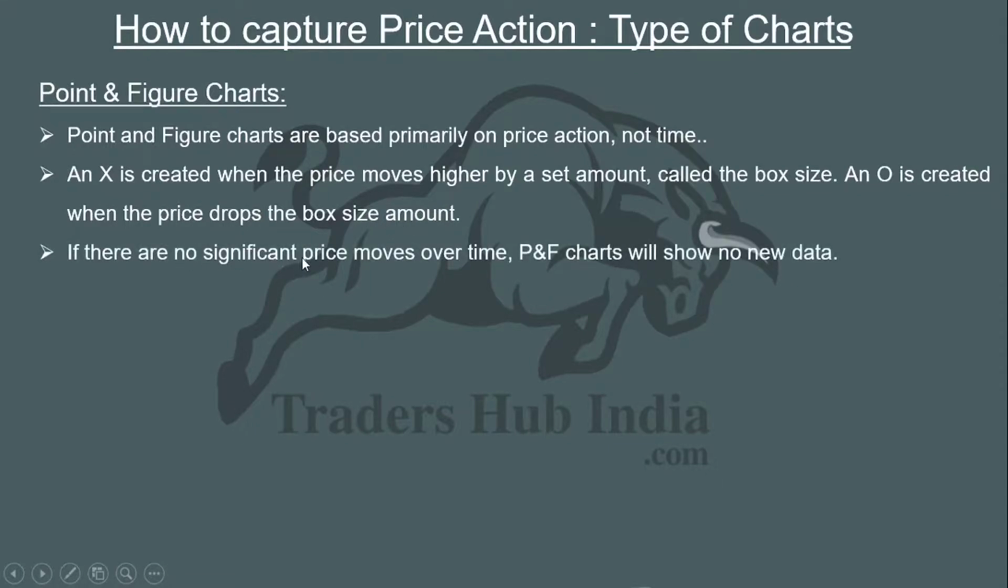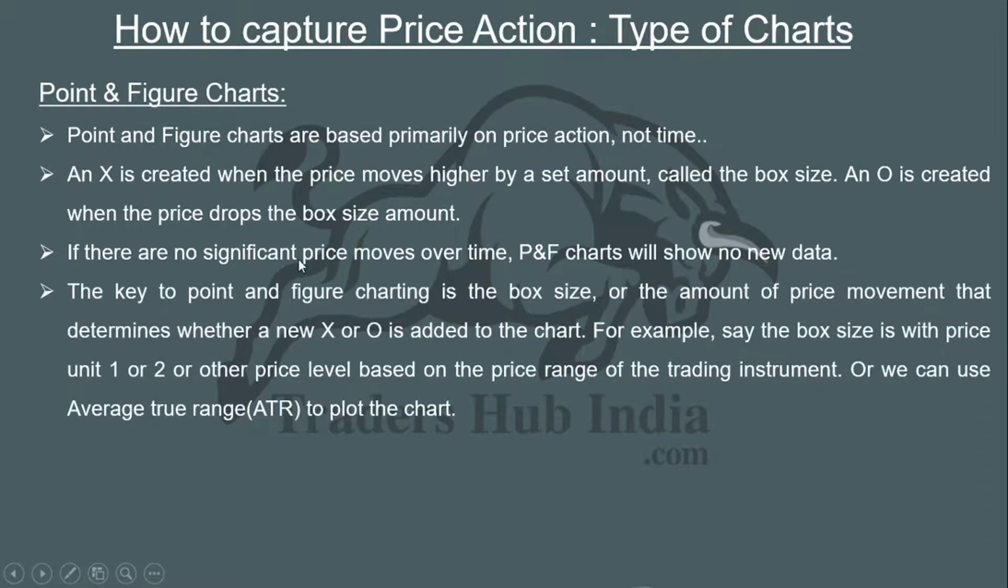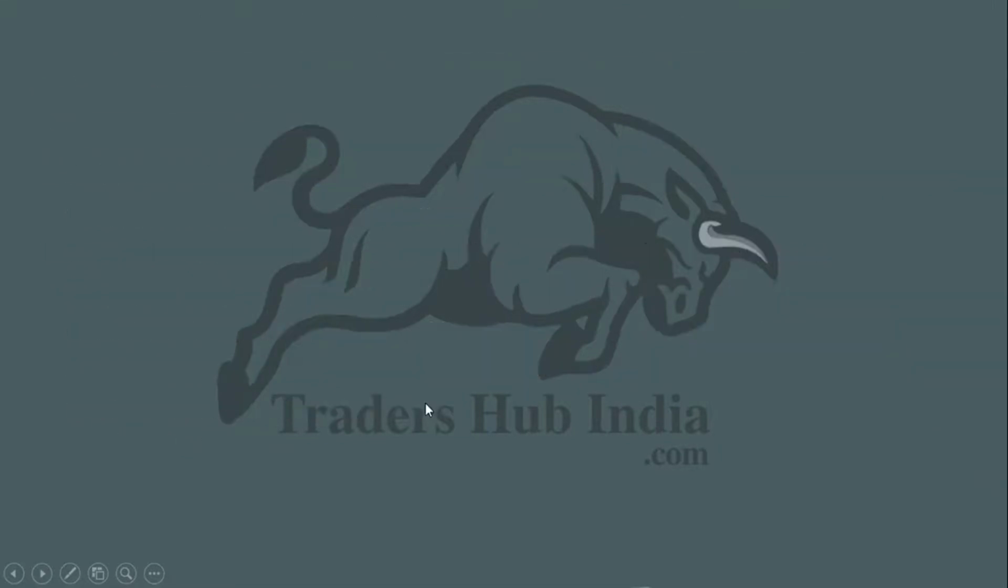If there is no significant price movement over time, point and figure charts will show no new data. It's also similar to Renko and Kagi charts. The key to point and figure charting is the box size, the amount of price movement that determines whether an X or O is added to the chart. For example, the box size can be a price unit of 1 or 2, based on the user preference, or, as we said for Renko and Kagi, we can also use ATR to plot the chart.